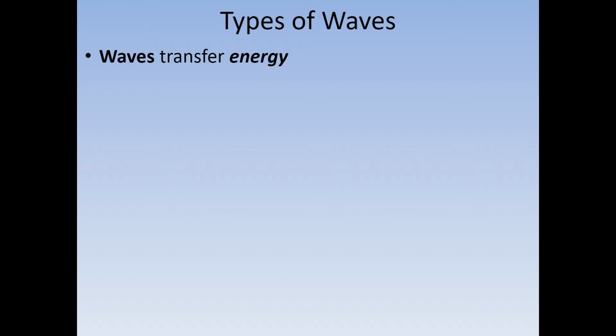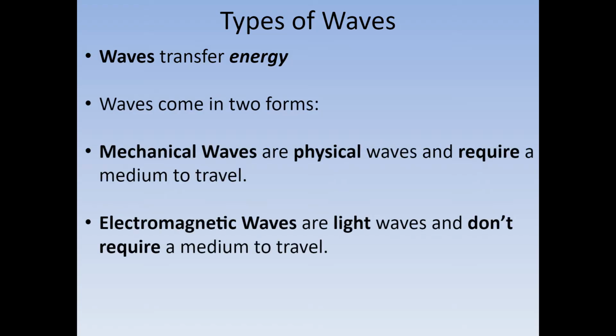Alright, so first thing that you should have gotten from the POGL was that waves transfer energy. This is an extremely big thing because waves only transfer energy, nothing else. Now the two forms that waves come in are mechanical waves, which are physical waves and require a medium, while electromagnetic waves don't require a medium. The only thing that's an electromagnetic wave is light and all of its forms.